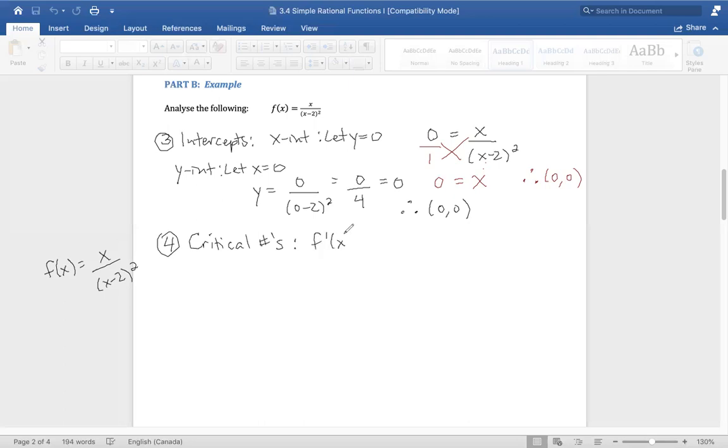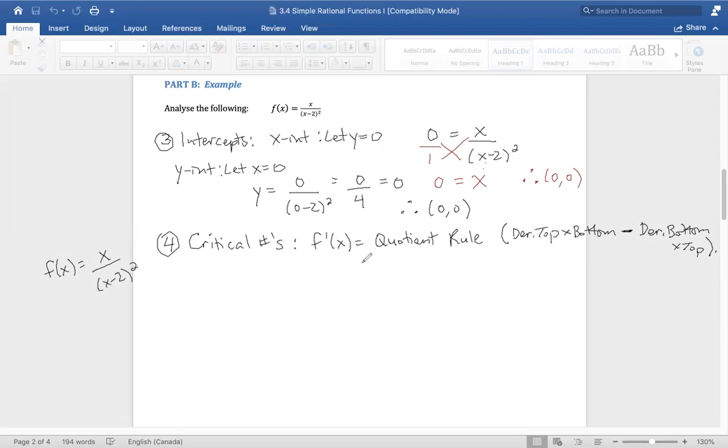So to get f prime of x, you don't have to necessarily write this out, but when I have a numerator and a denominator, a rational function, I do the quotient rule. So again, the quotient rule, just in short form: the derivative of the top times the bottom exactly the way it is, and then minus the derivative of the bottom, multiplied by the top exactly the way the top is. Okay, so let's follow that.